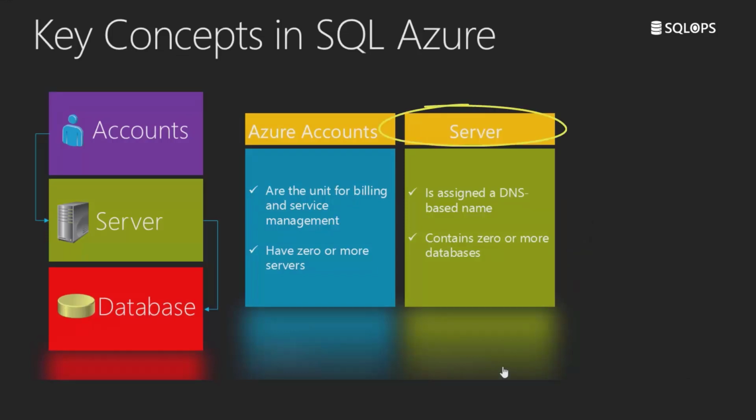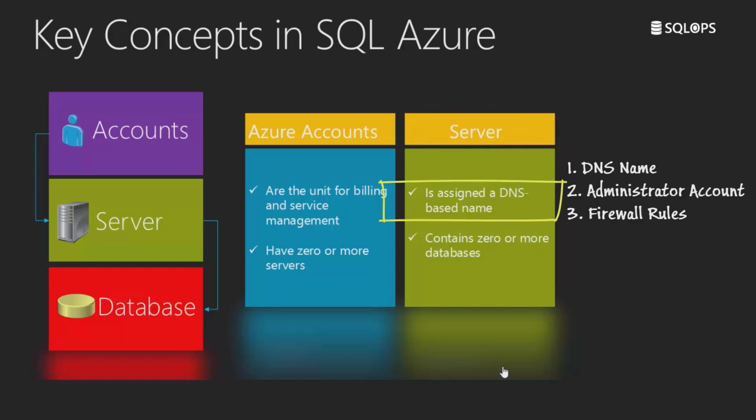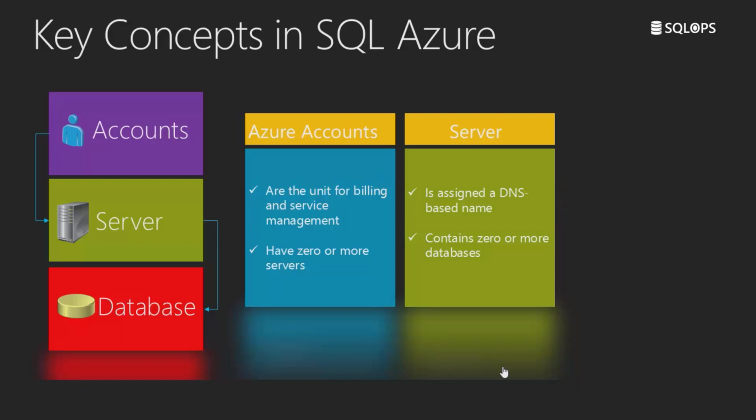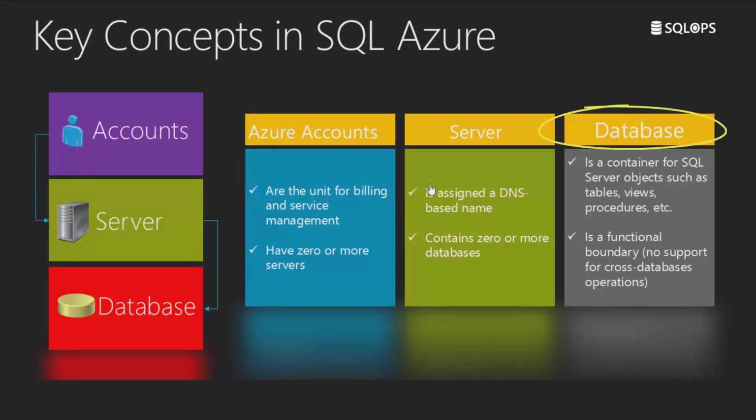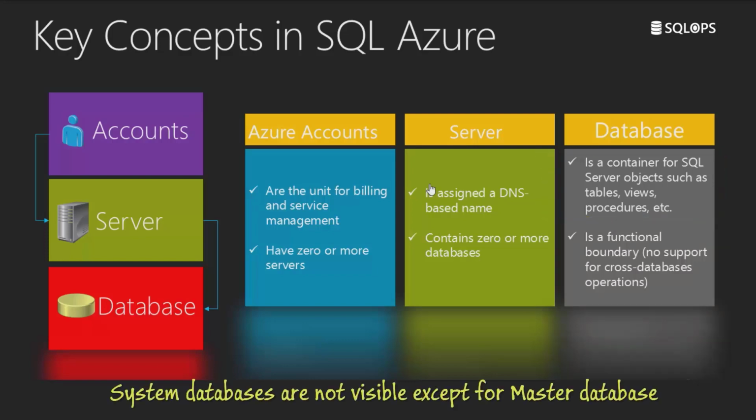The next object is a SQL Azure server. A server, which belongs to an account, is provisioned and assigned a DNS name, administrator account, and firewall rules. SQL Azure servers may have 0 or more databases. And then the third object, the SQL Azure database, is just like an on-premises SQL Server database, which is a container for database objects such as tables, views, functions, procedures, as well as user security accounts. Unlike on-premises SQL Server, SQL Azure does not expose system databases other than the master database.